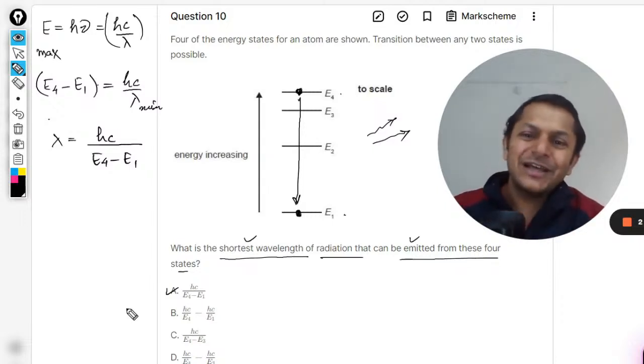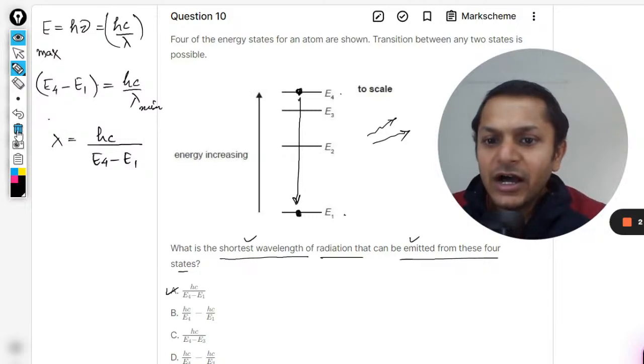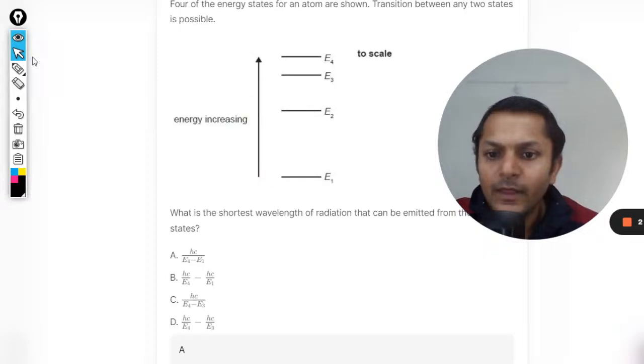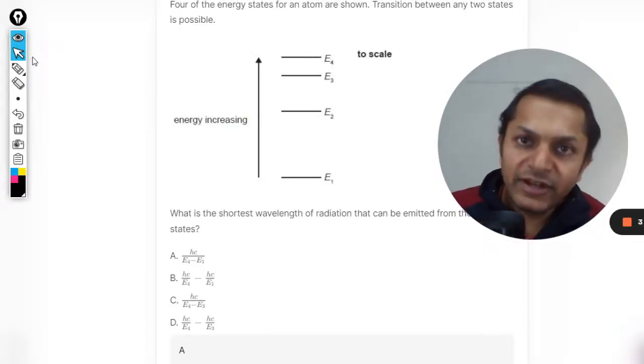Okay, my dear students, so this is how we do this question. Let us check the answer from the mark scheme. For me, the answer is A. And yes, the answer is given as A.